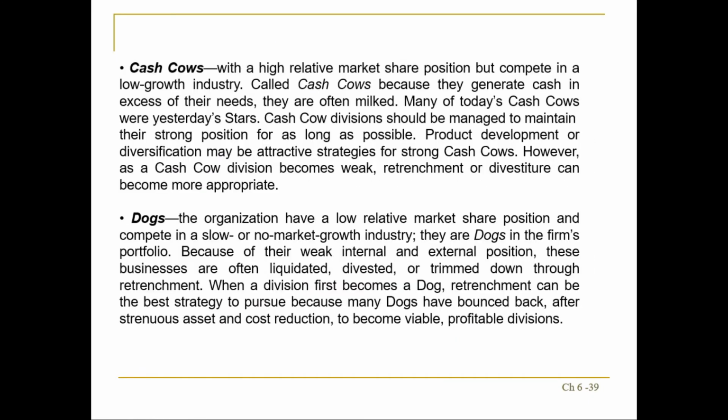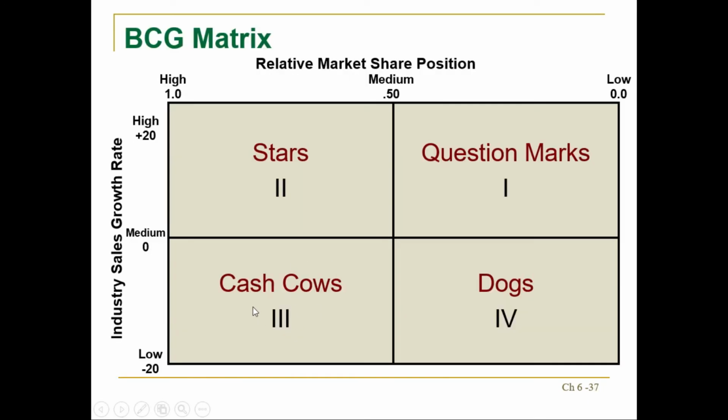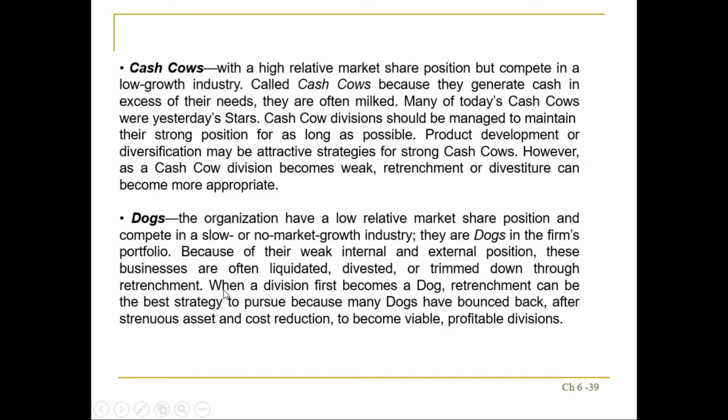And similarly, if your firm is a cash cow, what does it mean? That means that your particular firm or division is carrying a good relative market share, but the industry in total is not going good. Industry is not going good, but that division is getting a good market share. In that kind of case, the cash cow division should be managed to maintain its strong position for as long as possible, because the industry is not going good, but you are getting good profit. So you would like to sustain and carry good profits as long as possible.